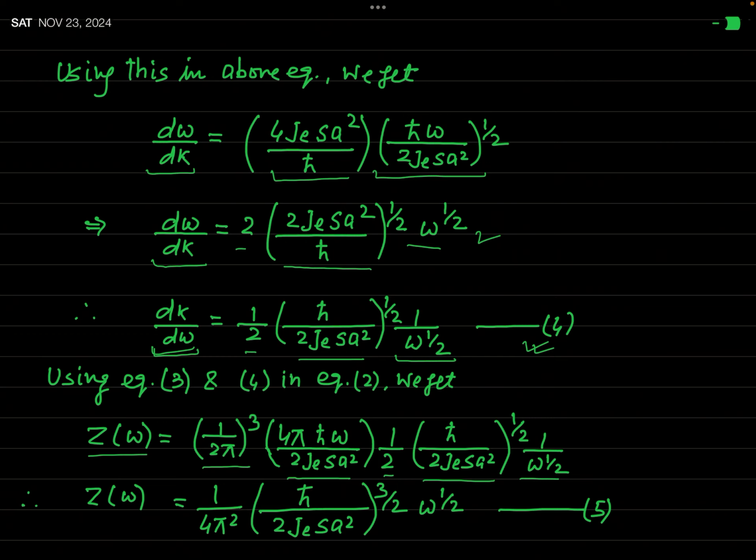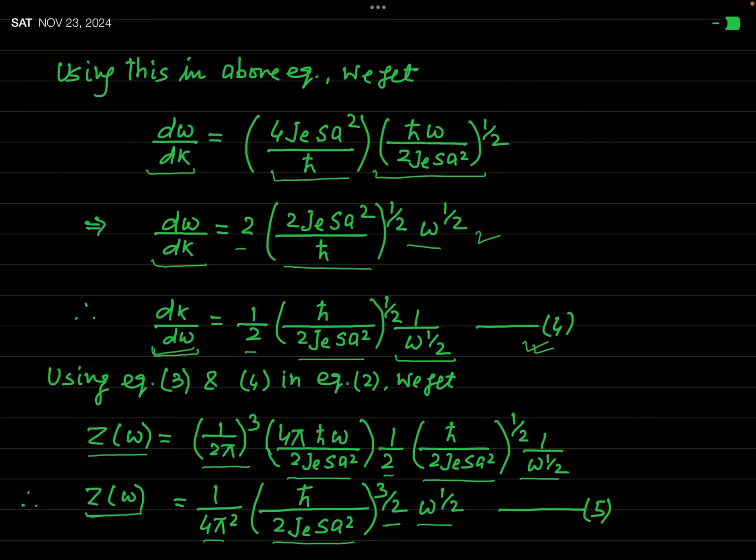Okay. And after simplification, you can see the algebra is simple. z of omega is equal to 1 over 4 pi square times h bar over 2 JeS a square whole to the power 3 by 2 times omega to the power half. So in this way, applying the dispersion relation, we have obtained the value of z of omega.